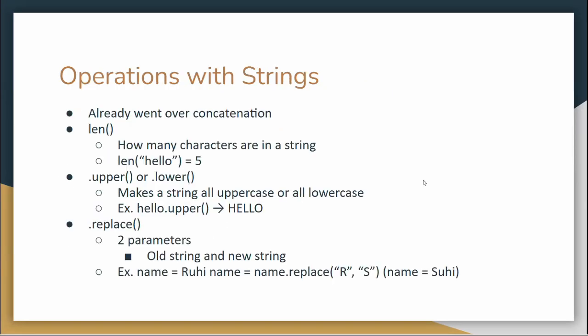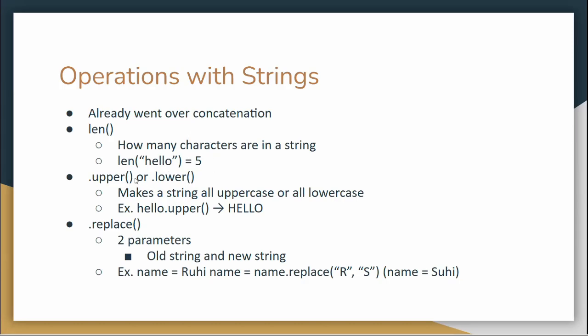Okay, now let's look at some operations specifically for strings. We already went over concatenation, but there are some other functions that you can use for strings. One of them is len. len is just saying the length of a string, so it's saying how many characters are in a string. All you have to do is write len, and then in the parentheses, you're going to write the string, and then it's going to output how many characters are in the string inside the parentheses. So in this example, you're trying to output the length of hello. Hello is 5 letters long, so it outputs the number 5.